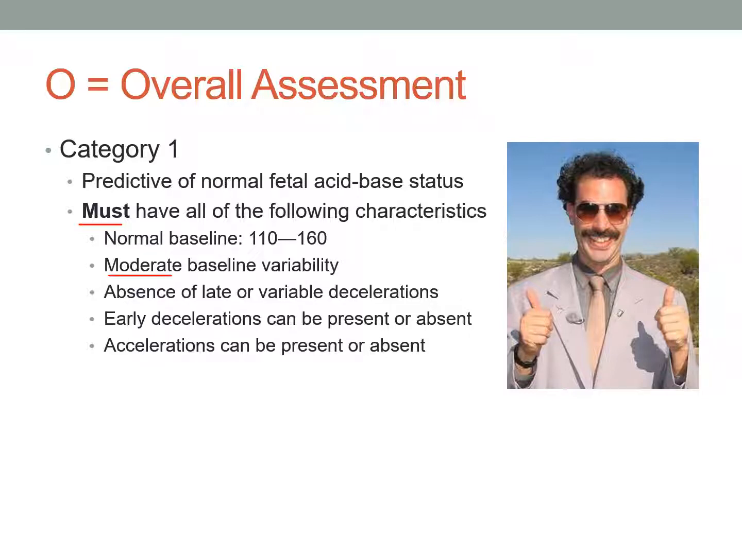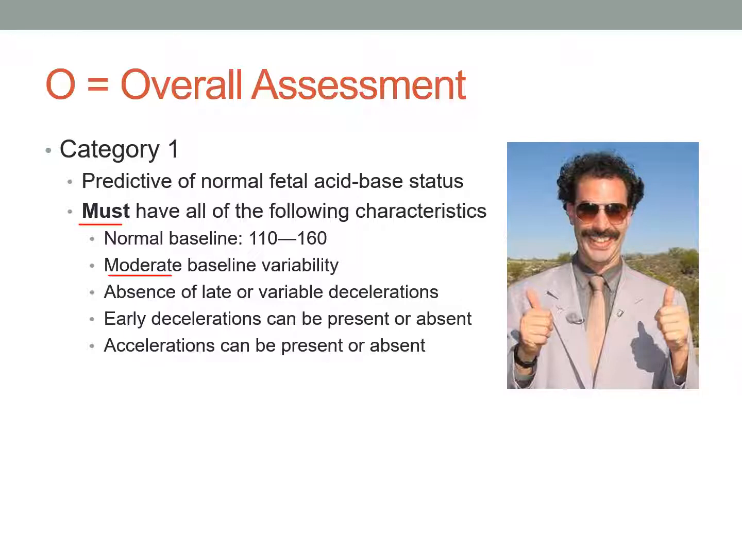You have to have an absence of late or variable decels. So a single variable decel on that 10-minute window, you don't have a category 1 strip. Okay? Early decels are okay. Early decels are not necessarily a bad thing. They're from head compression and parasympathetic nervous system output. So early decelerations are the one type of decel that can be present on a category 1 strip.